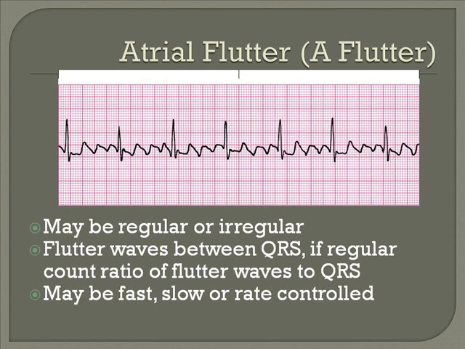If it is regular like this, you need to count out how many flutter waves there are and say this is a 3-to-1 atrial flutter. That means there's 3 flutter waves to every QRS. And just like AFib, it can be fast, slow, or rate controlled. The biggest issue, again, when they come in is getting their rate under control and getting most likely some type of anticoagulation on board.